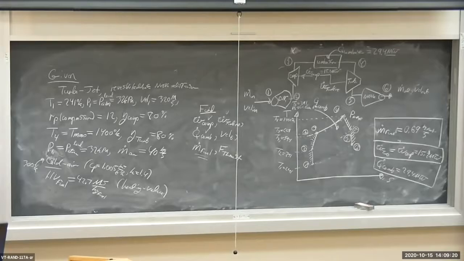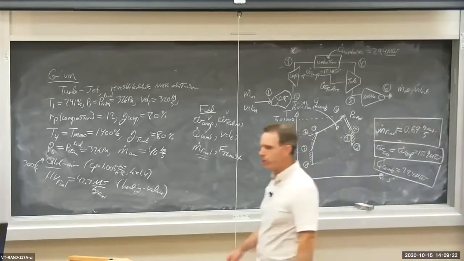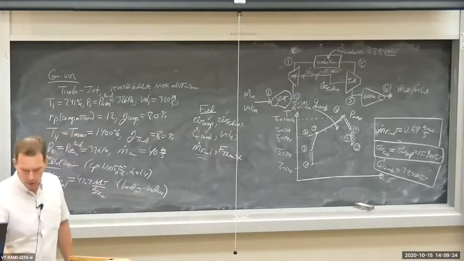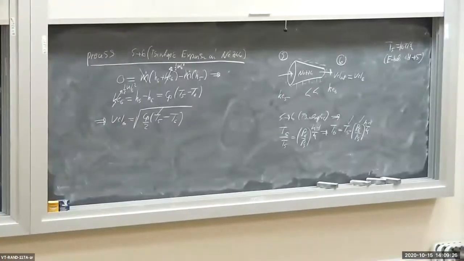P6 is the outlet pressure at my nozzle, which is the local atmospheric pressure. Oops, I forgot to switch this again. So sorry about that.